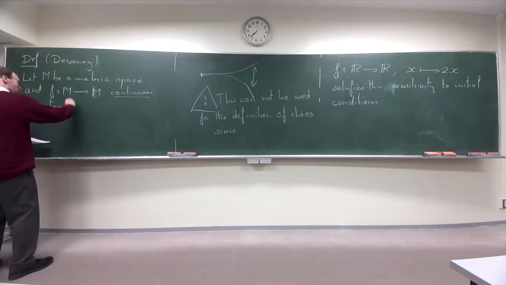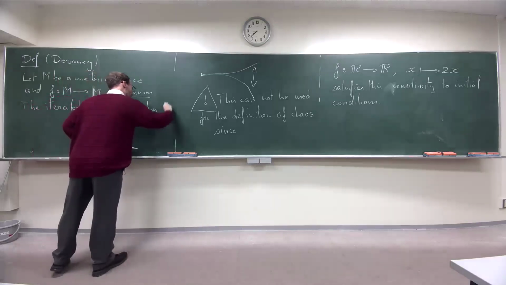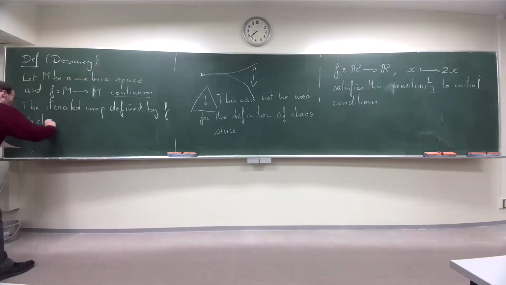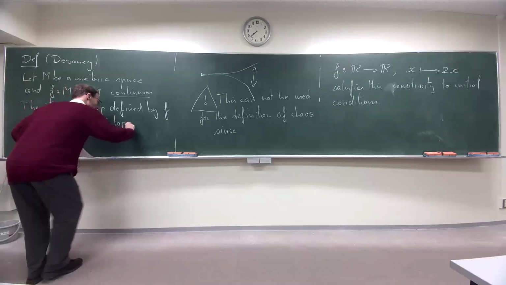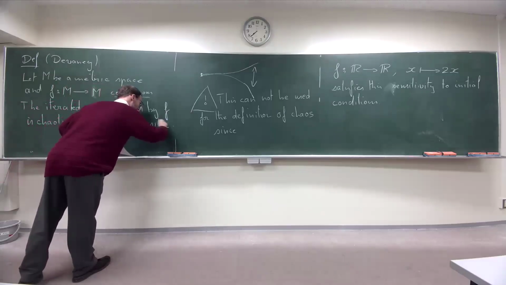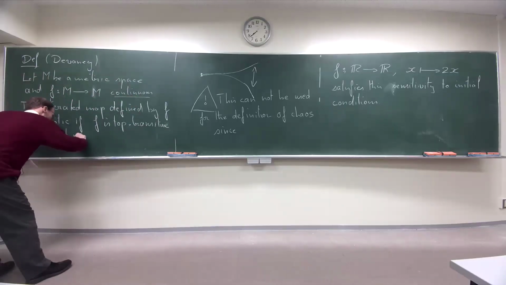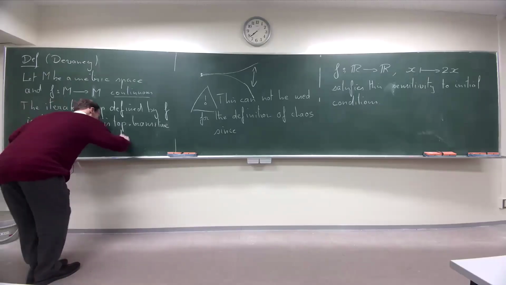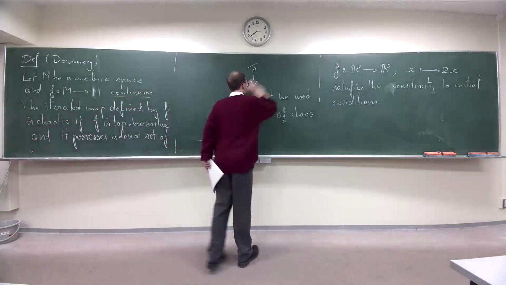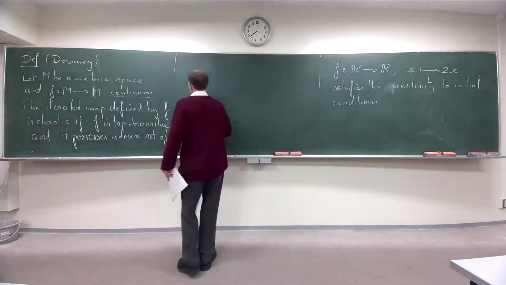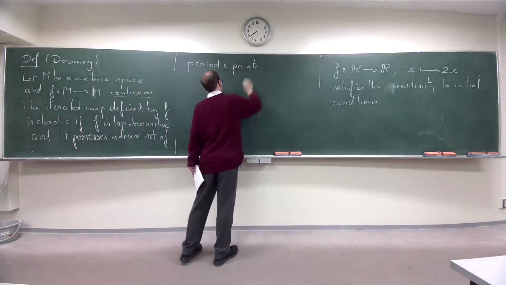The iterated map defined by F is chaotic if there are two conditions: if F is topologically transitive, which we have just seen, and, this is quite surprising, it possesses a dense set of periodic points, which I have not exactly defined.